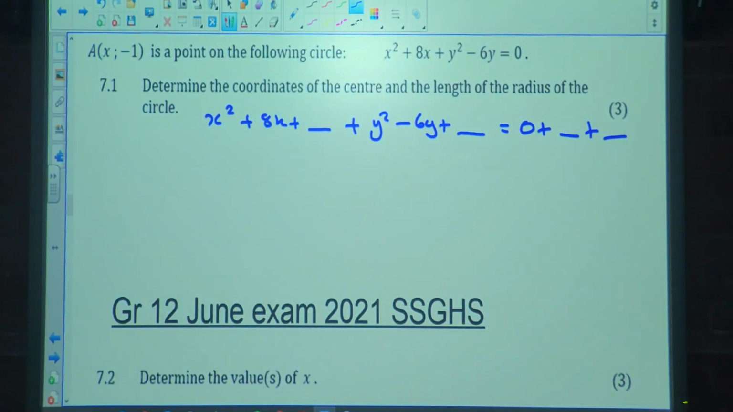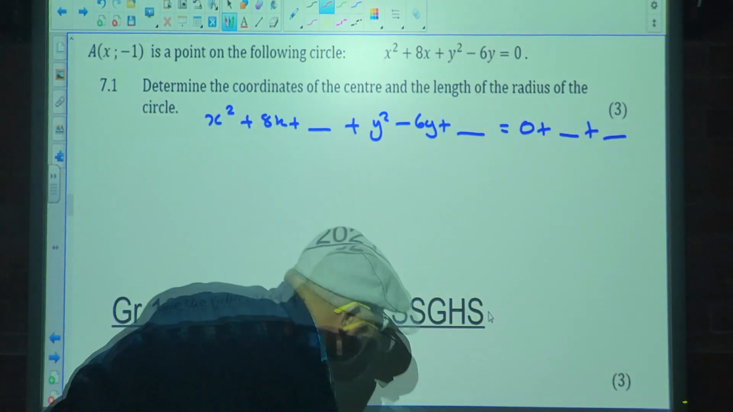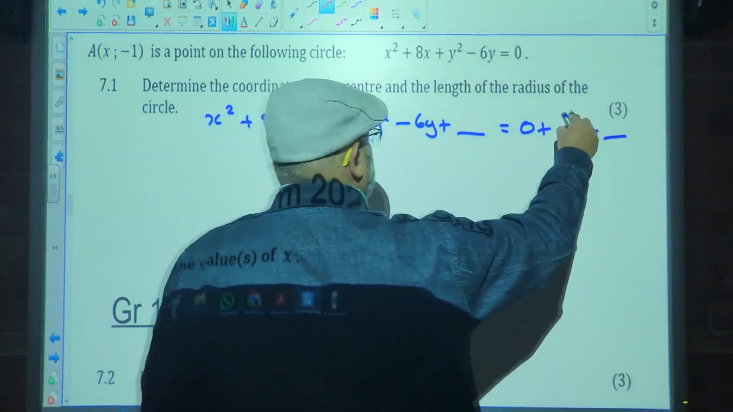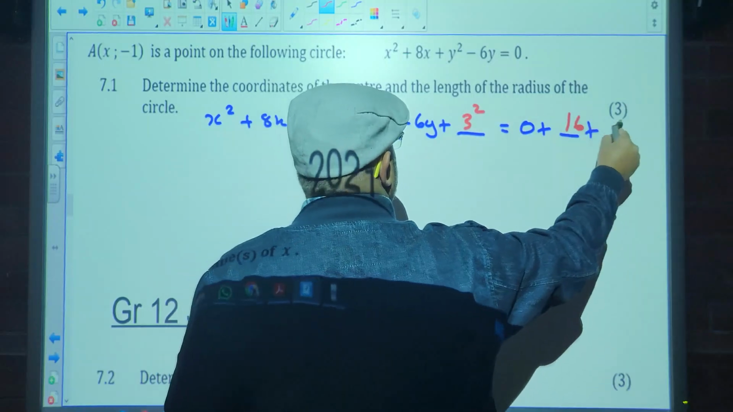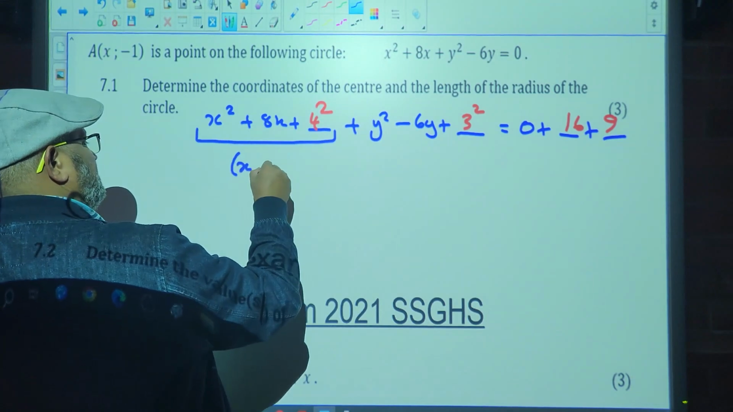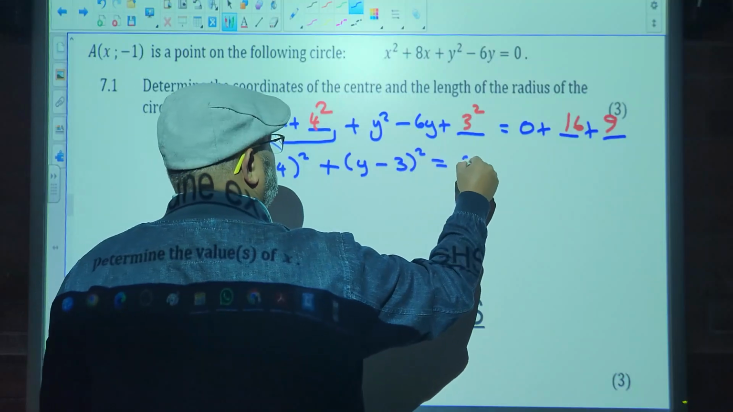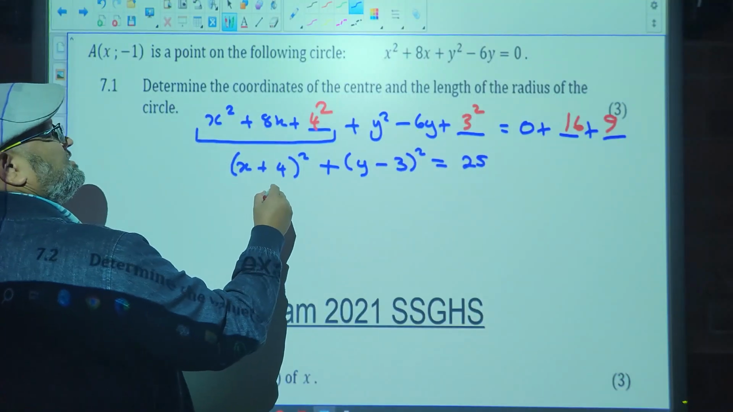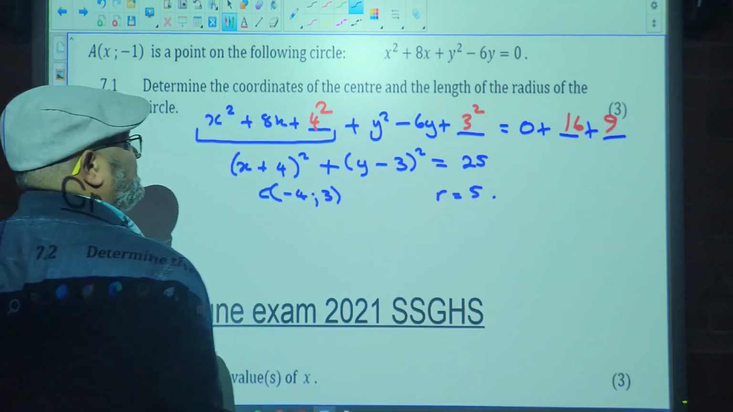So how do we get that number in the first instance? We say 8 times half, which is 4, and 4 squared is 16. 6 times half is 3, and 3 squared of course is 9. Perfect square trinomial, so it's going to be x plus 4 squared plus y minus 3 squared is equal to 25. So the center of the circle is going to be negative 4 and 3, while the radius of course is going to be 5.